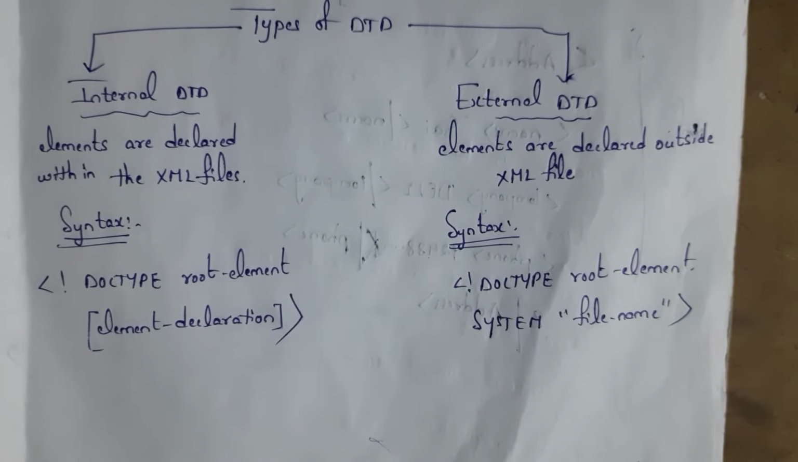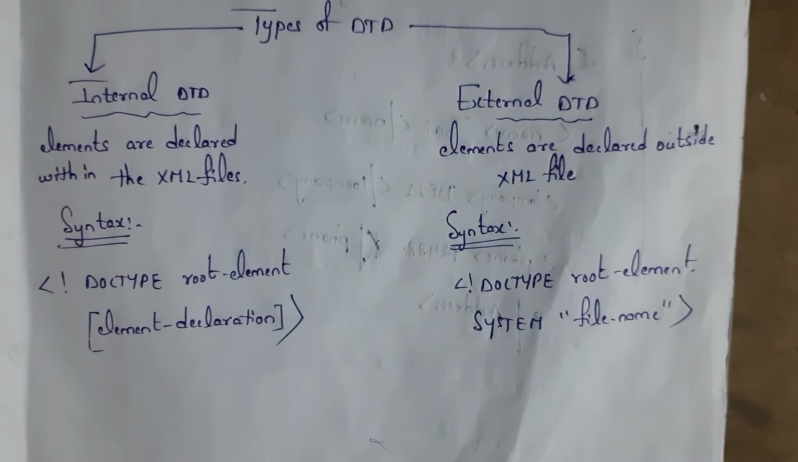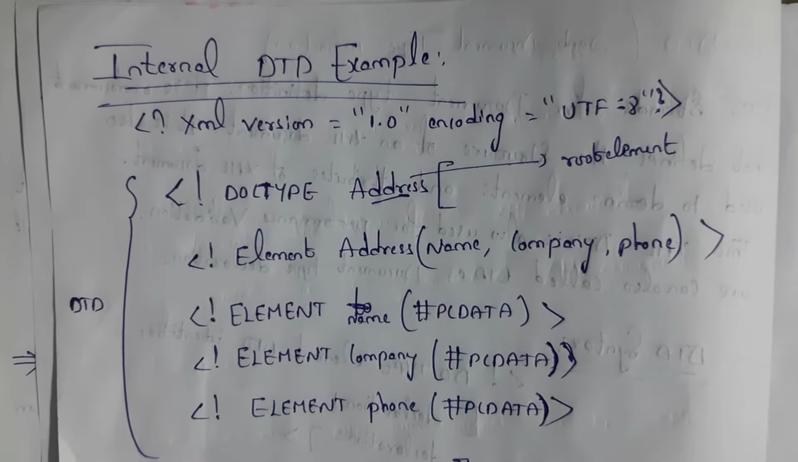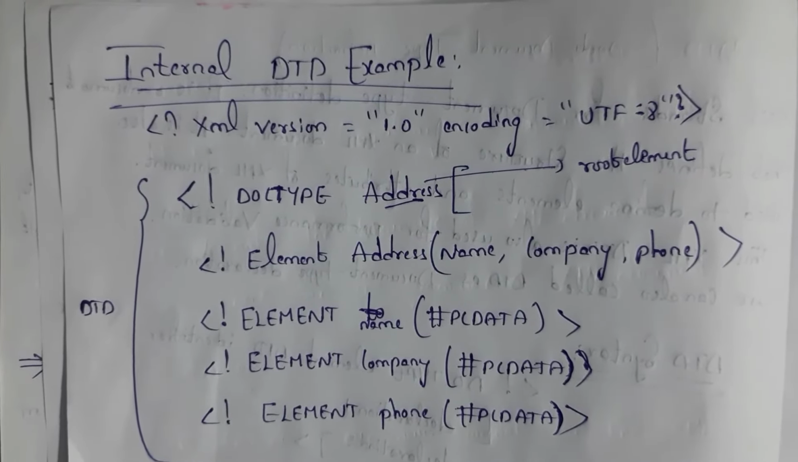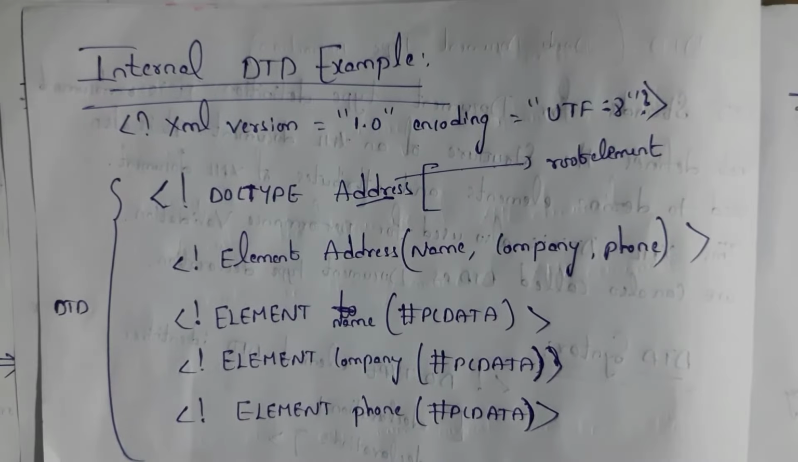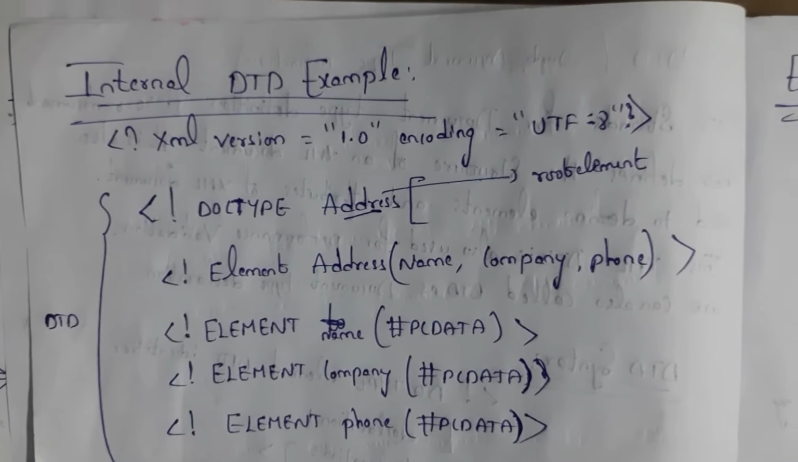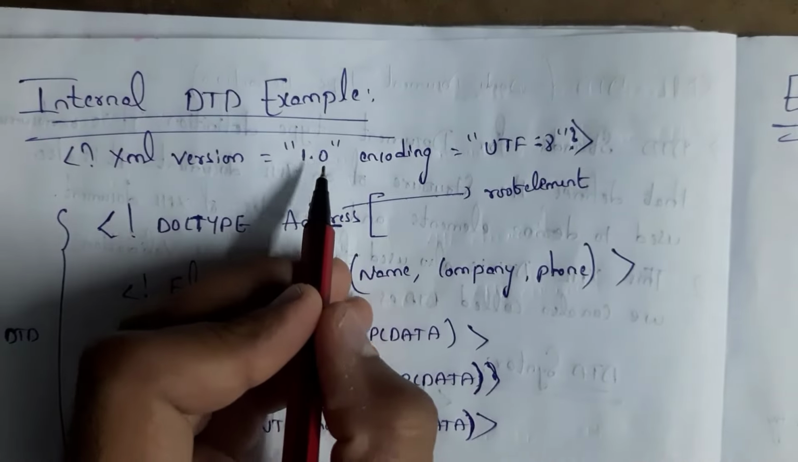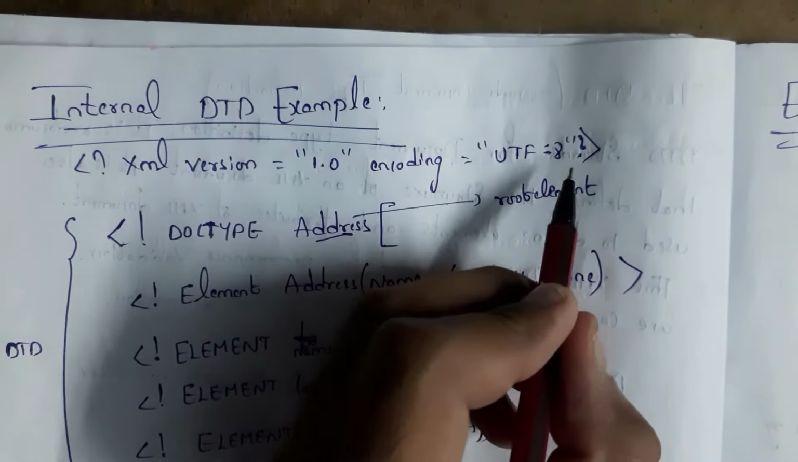These are the syntaxes of internal DTD and external DTD. Now I will explain examples of internal DTD and external DTD so that you can clearly differentiate the difference between them. As we all know, an XML file contains the XML version, that is 1.0, and the encoding type is UTF-8.